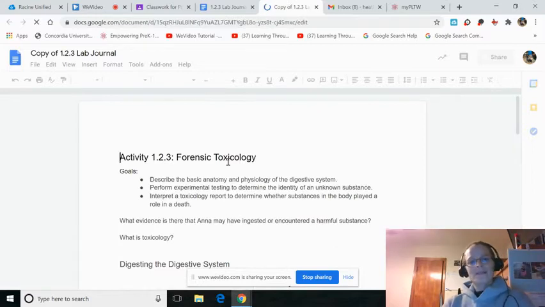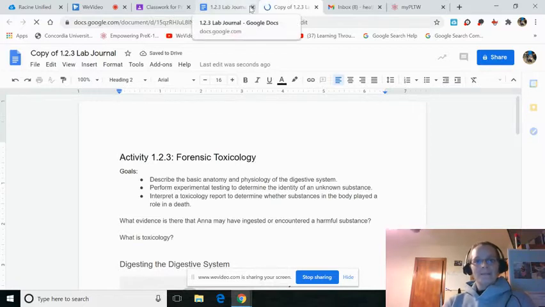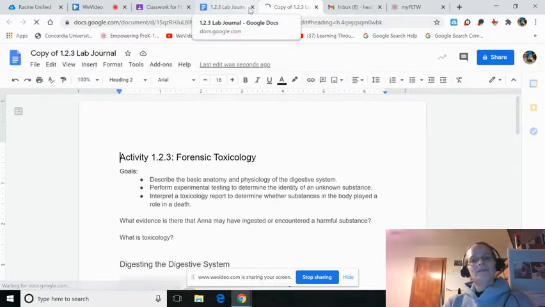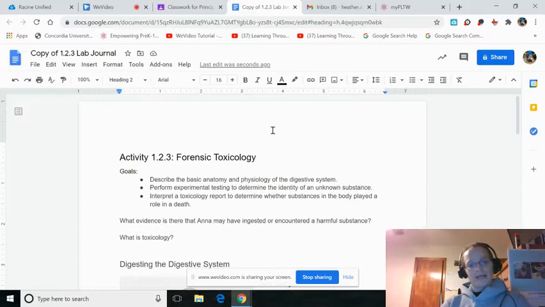All right, so you can see we're looking at forensic toxicology. And what is that exactly? Basically, we're going to look at Ana Garcia's stomach contents and see if there's anything in there that could have contributed to her death.